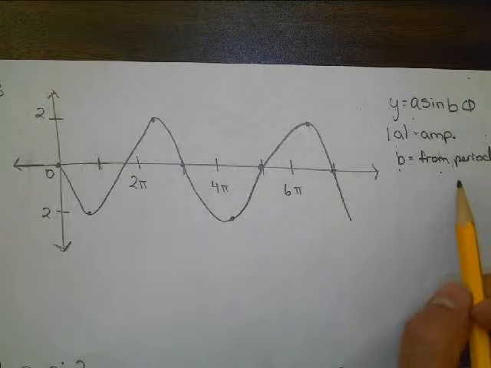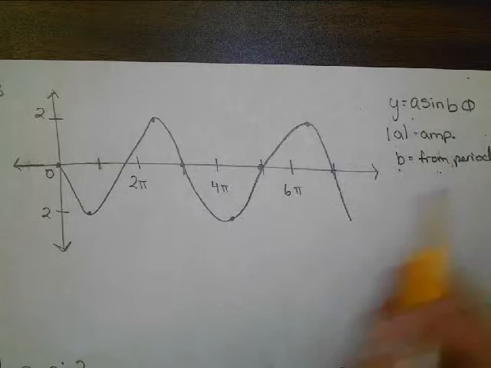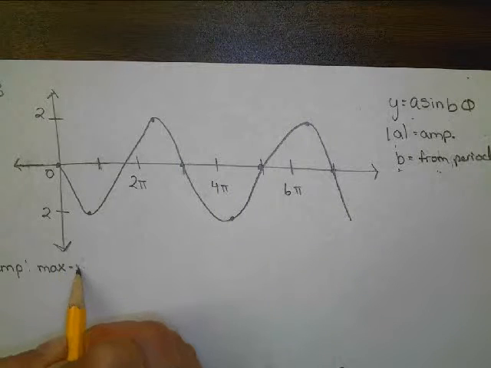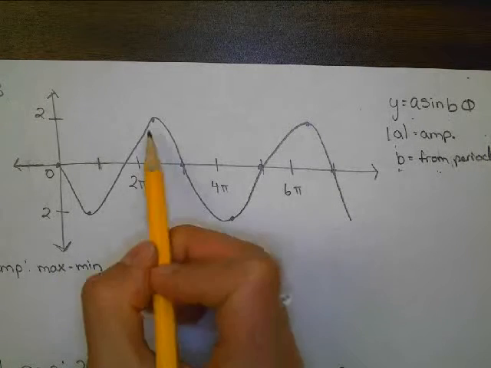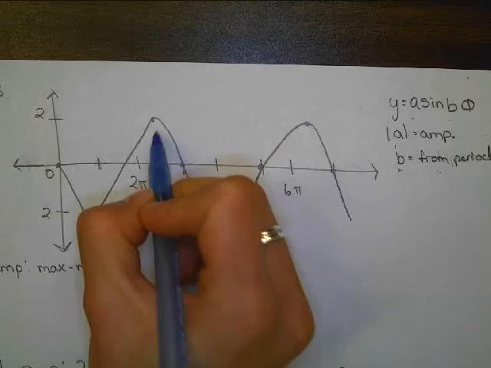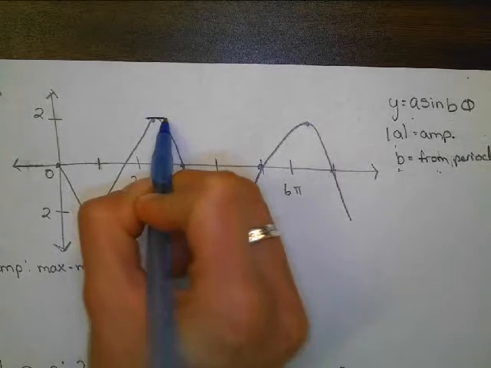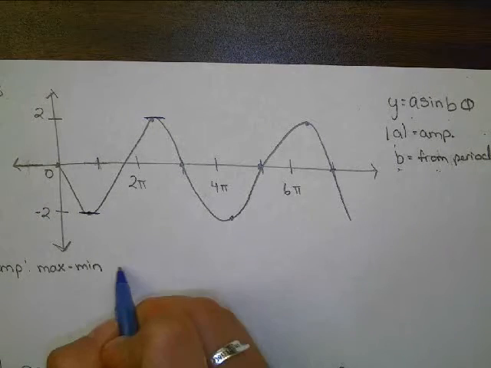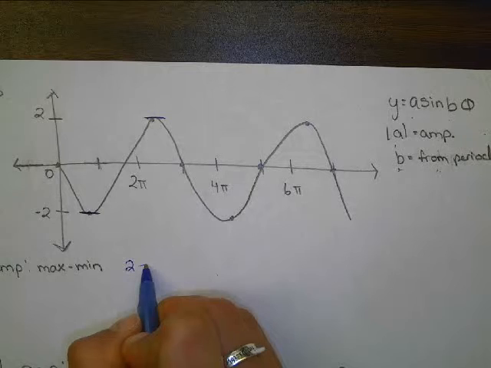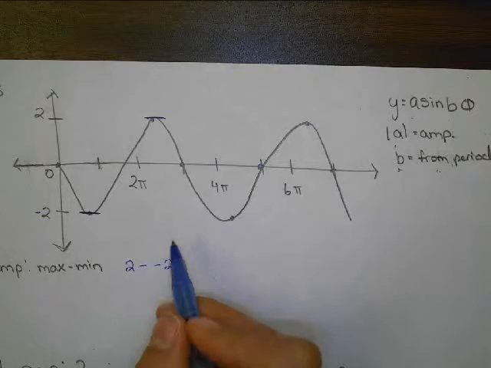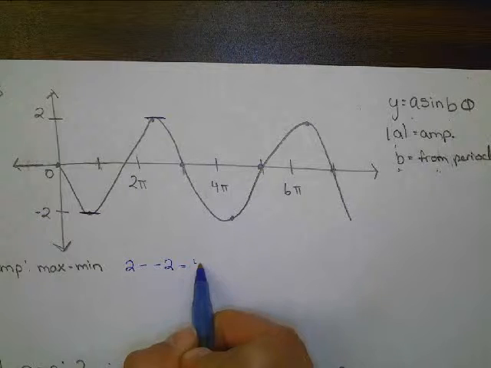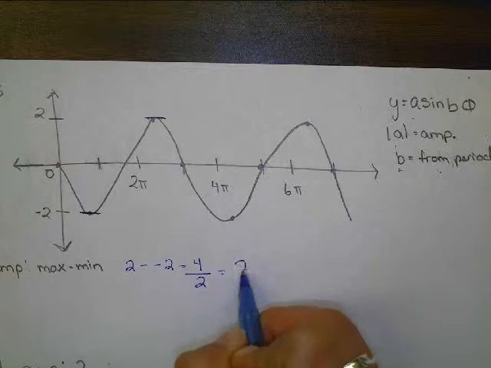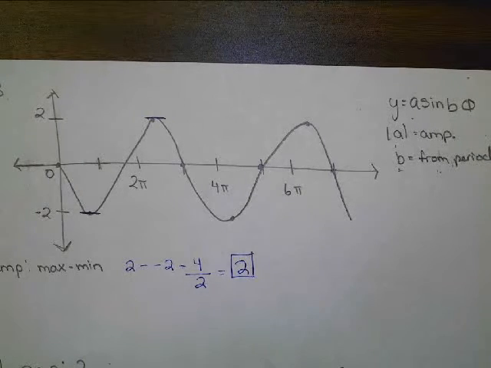So what I need to do by looking at this graph is find the amplitude. Now you should remember that the amplitude is always the maximum minus the minimum. So my maximum here is at positive 2. My minimum is at negative 2. So my amplitude is going to be 2 minus negative 2. 2 minus negative 2 makes it 4, and then we always have to cut the amplitude in half and divide that by 2, so my amplitude is 2.